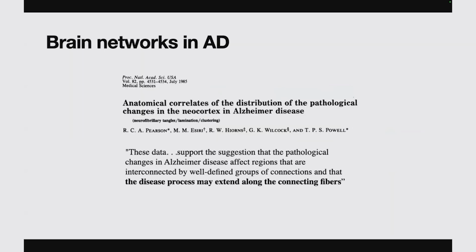So one hypothesis actually emerged back in the 80s from neuropathologists looking at histochemical stains of postmortem brain tissue. Just from observing these slides, the pathologist concluded, and I quote, "These data support the suggestion that the pathological changes in Alzheimer's disease affect regions that are interconnected by well-defined groups of connections, and that, emphasis mine, the disease process may extend along the connecting fibers."